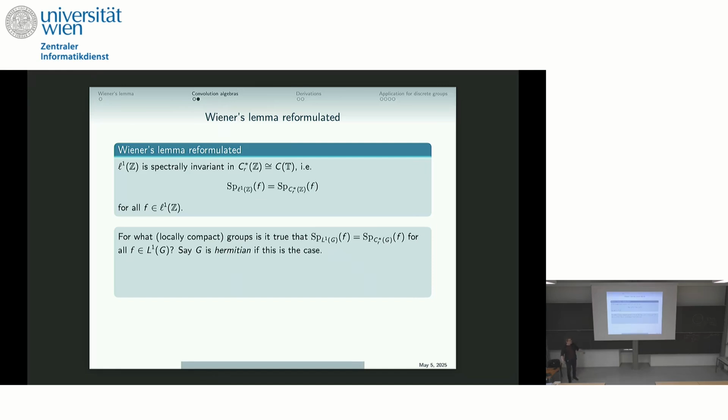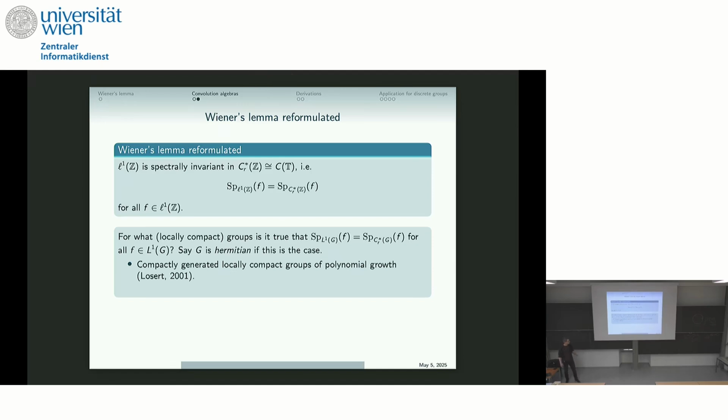Now, I'm slightly lying here because on the right-hand side, I really want to say that the spectrum in L1 is the same as the spectrum in the full C-star algebra. This is automatic for any group that is known to be Hermitian because Hermitian groups are amenable, but that is slightly beside the point. Now, there are some known cases where this is true.